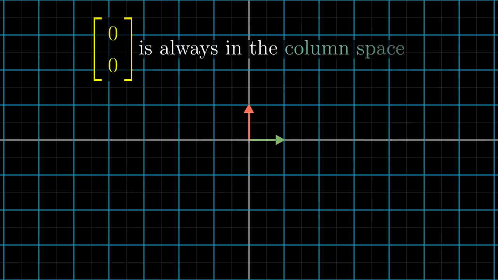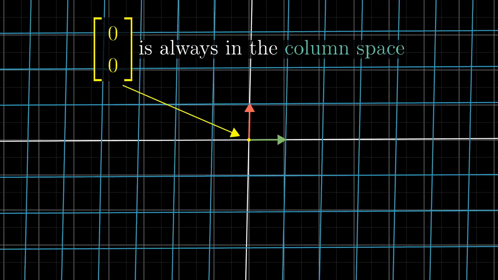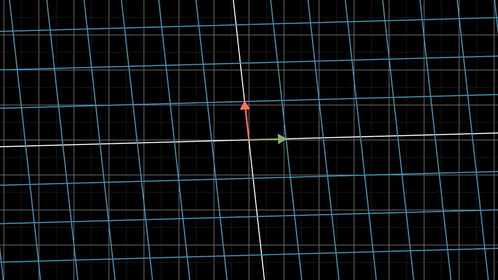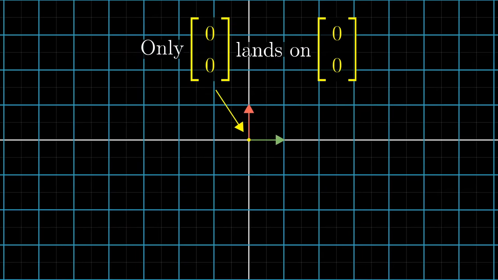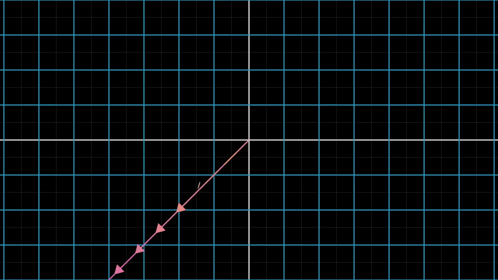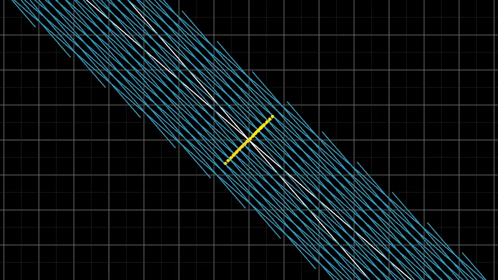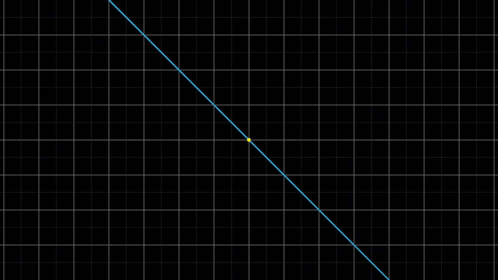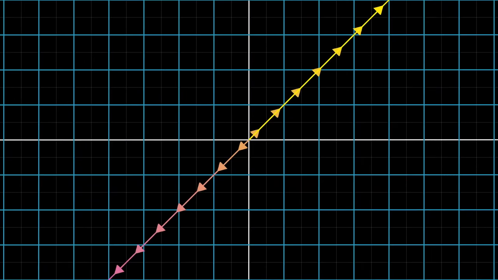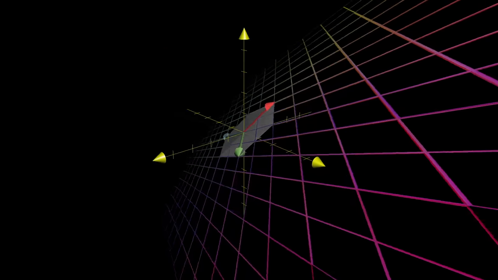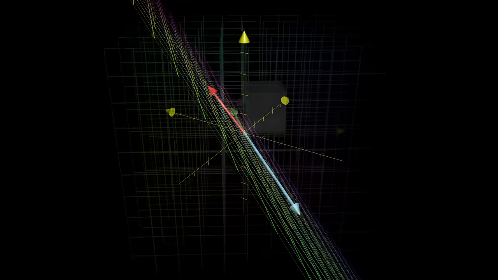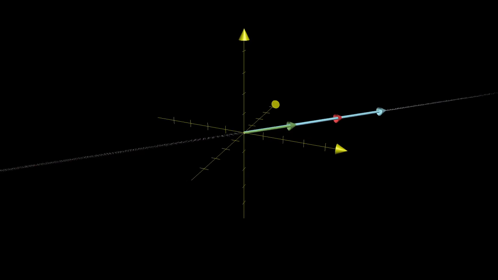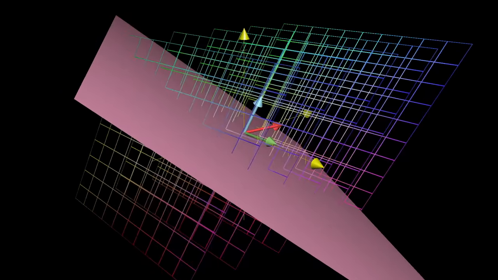Notice, the zero vector will always be included in the column space, since linear transformations must keep the origin fixed in place. For a full rank transformation, the only vector that lands at the origin is the zero vector itself. But for matrices that aren't full rank, which squish to a smaller dimension, you can have a whole bunch of vectors land on zero. If a 2D transformation squishes space onto a line, for example, there is a separate line in a different direction full of vectors that get squished onto the origin. If a 3D transformation squishes space onto a plane, there's also a full line of vectors that land on the origin. If a 3D transformation squishes all of space onto a line, then there's a whole plane full of vectors that land on the origin.